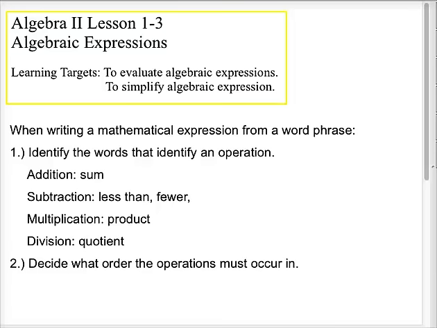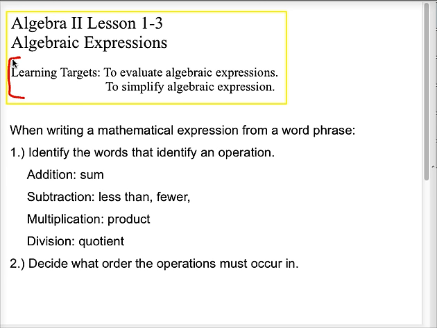Welcome back for our Algebra 2 lesson for 1-3. Today we're going to talk about algebraic expressions. Now that means two things. So our two learning targets for today: you're going to evaluate algebraic expressions and you're going to simplify algebraic expressions.